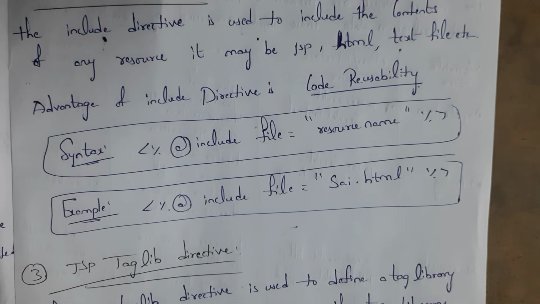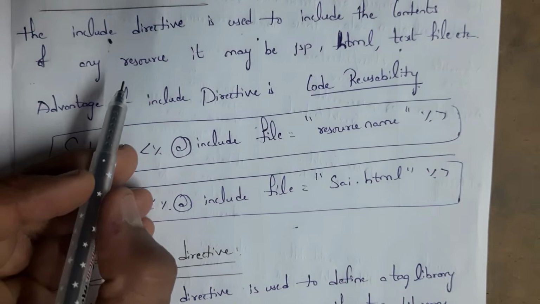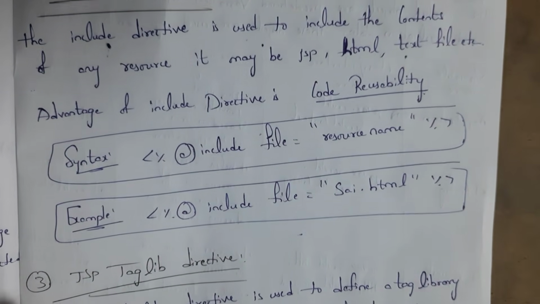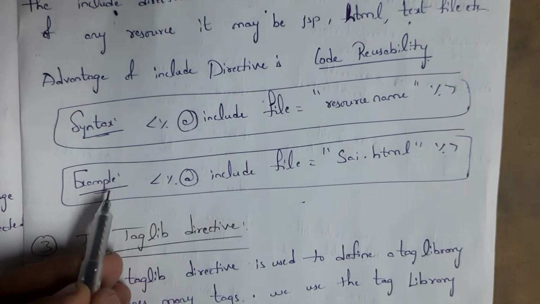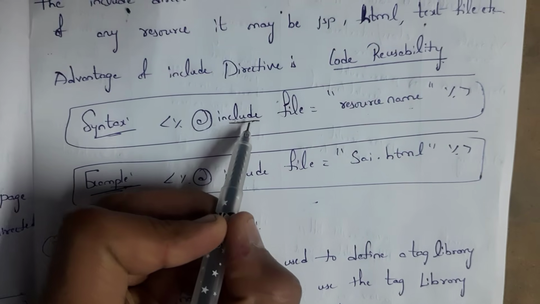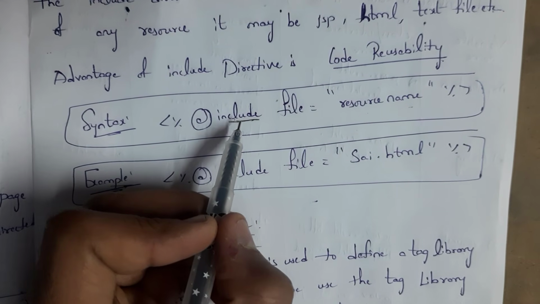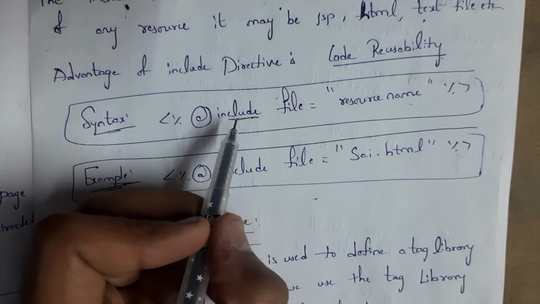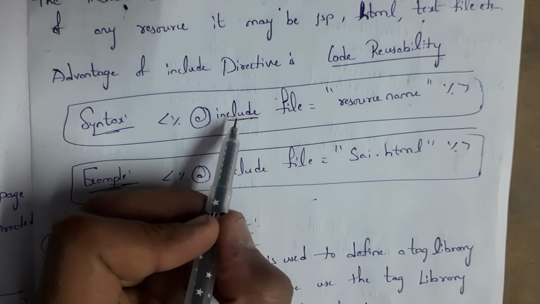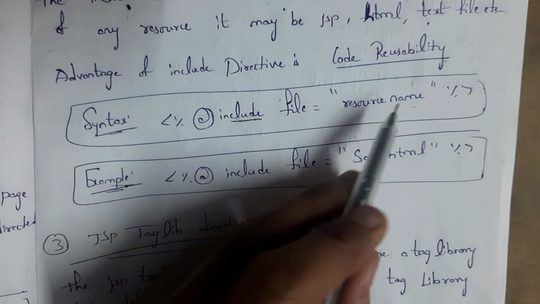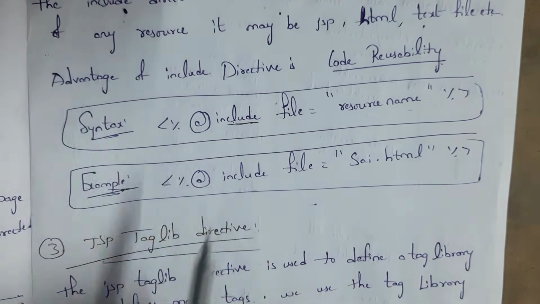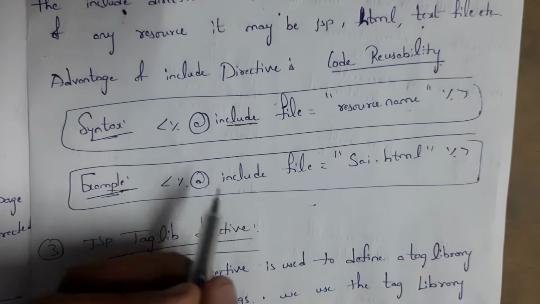If you want to include any content or any resources, we need to use the include directive. These are the examples. This is an example of the include directive. This is the syntax of the include directive. Previously we used page because we were using the page directive. Similarly, here we need to use include because we are using the include directive: file equal to resource name. This is the syntax of the JSP include directive, and this is an example.